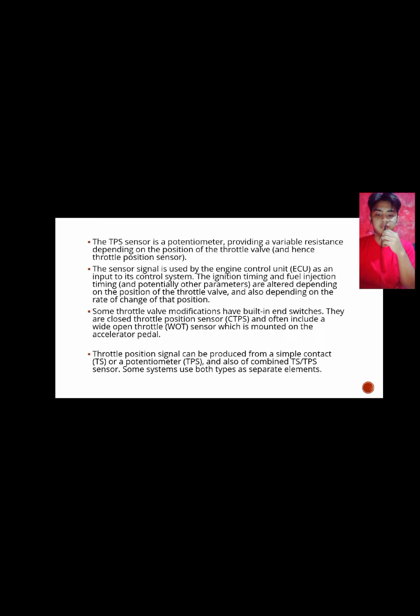Some throttle valve modifications are built in edge switches. They are closed throttle position sensors (CTPS) and often include a wide open throttle or WOT sensor which is mounted on the accelerator pedal. Throttle position signal can be produced from a simple contact TS or a potentiometer TPS, and also a combined TS-TPS sensor. Some systems use both types as separate elements.